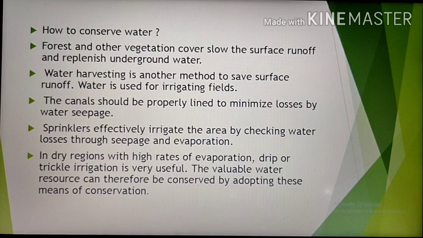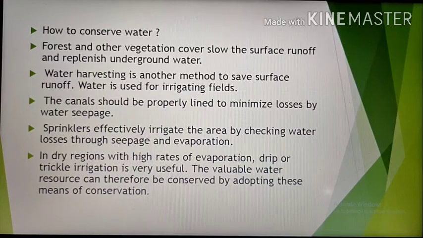They pollute water with nitrates, metals, and pesticides. Most of these chemicals are non-biodegradable and reach human bodies through water. Water pollution can be controlled by treating these effluents suitably before releasing them in water bodies. Forests and other vegetation cover slow the surface runoff and replenish underground water. Water harvesting is another method to save surface runoff.